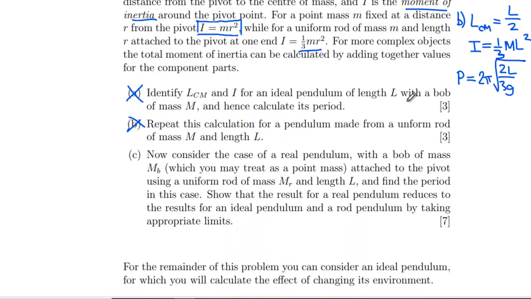I think they're going to, oh, here we go, they're ramping it up. 7 marks for this next bit. Consider the case of a real pendulum, bob of mass m_b, treat as a point mass, attached to the pivot using a uniform rod of mass m_r and length L. Find the period in this case. Right, so we've got to add all of this up. Show that the result for a real pendulum reduces to the results of an ideal pendulum and a rod pendulum by taking appropriate limits. So we've got quite a bit of algebra we're going to have to do initially then. So we need to get the center of mass.